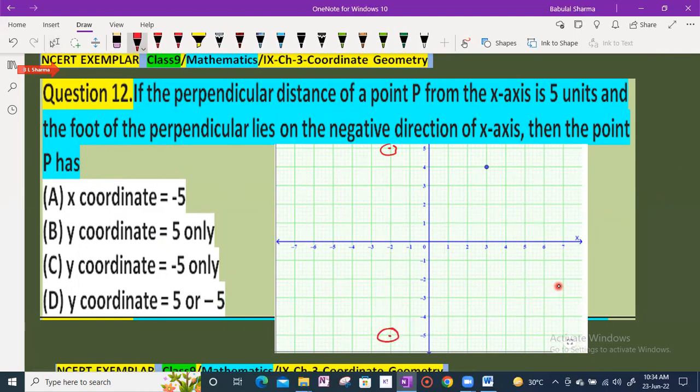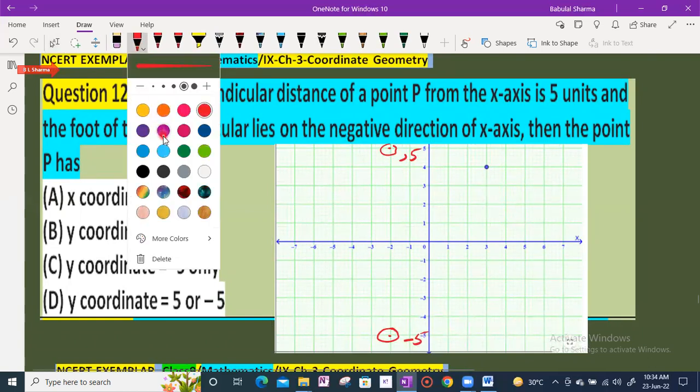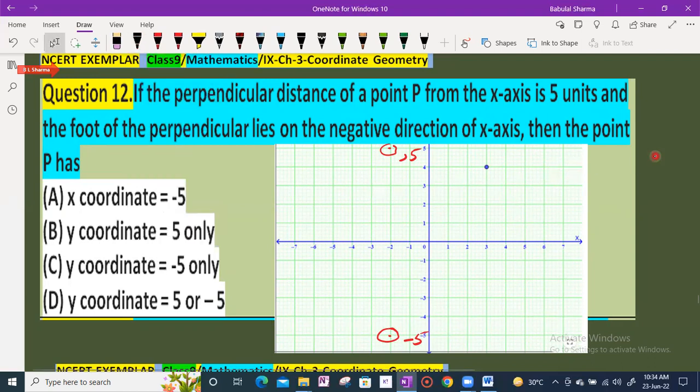So what is y coordinate here? The y coordinate here is 5. And what is y coordinate here? The y coordinate is -5. You can take a different point here. एक दूसरा point भी आप ले सकते हैं. देखिए, I am taking this point. This is x-axis और ये जो point है, इसका distance x-axis से 5 unit. What is ordinate of this point? What is y coordinate? Plus 5. And this side also, what is y coordinate? That is -5. तो ये दोनों हो सकते हैं.